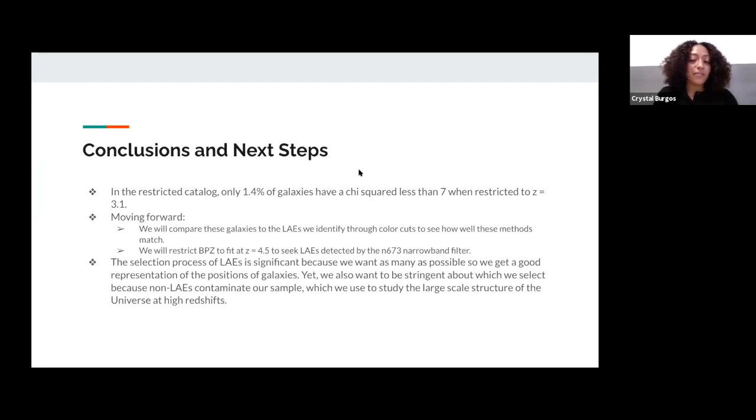And this is very, very important because LAEs are used to study the large-scale structure of the universe at high redshift. So we want to be able to identify as many as possible so that we get a good representation of galaxies in our data. But at the same time, we want to be careful about which ones we actually select to make sure that we're not choosing galaxies that aren't actually Lyman alpha emitters, because they'll end up contaminating our sample.